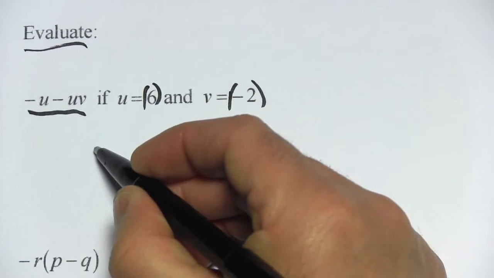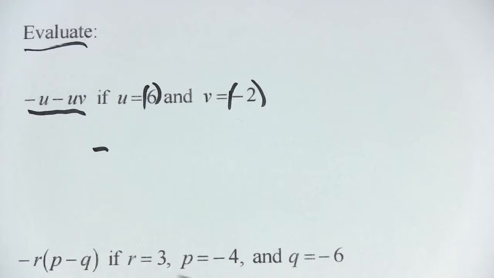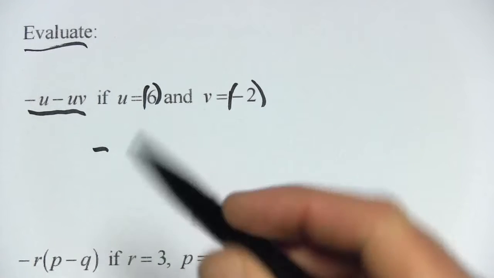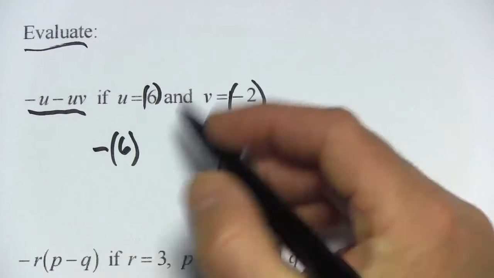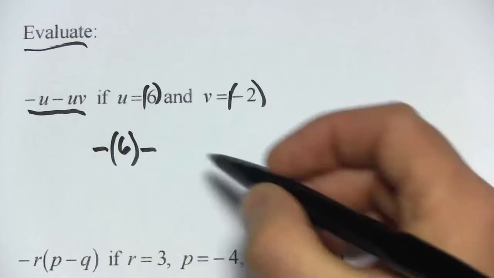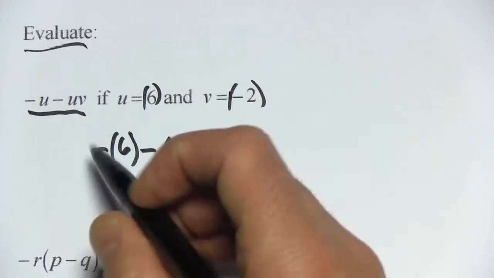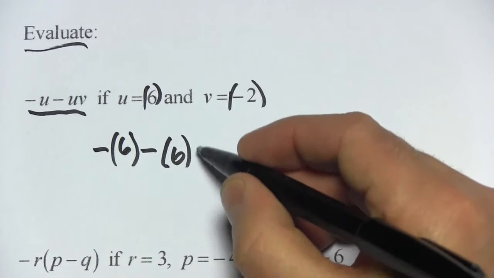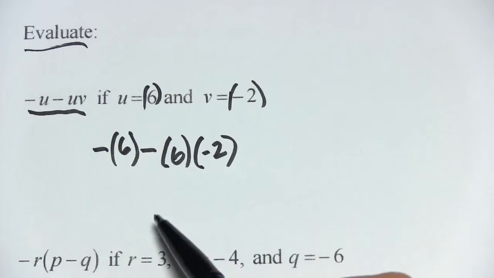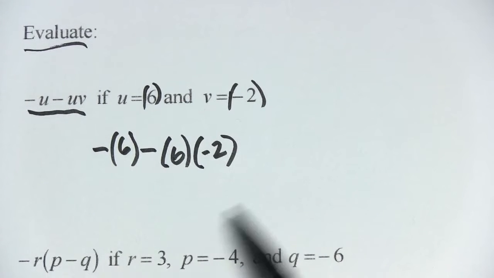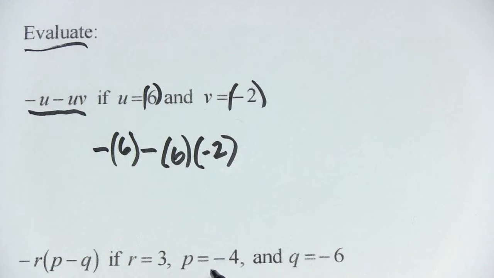First, I have a negative sign. Can't ignore that, so I write my negative sign. Then u is parentheses 6, so we'll put that in there. Then I have another negative sign, and u again is parentheses 6, so that's that u. And then v is parentheses negative 2. So I've substituted in all the numbers there. Now all I have to do is take this and calculate it.